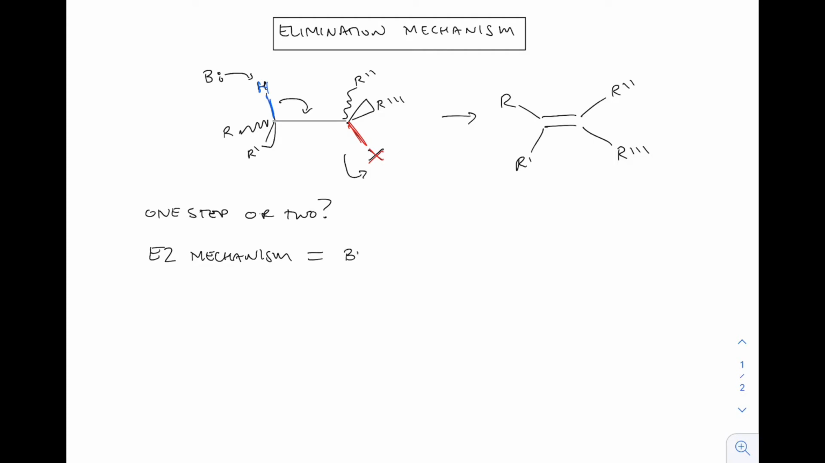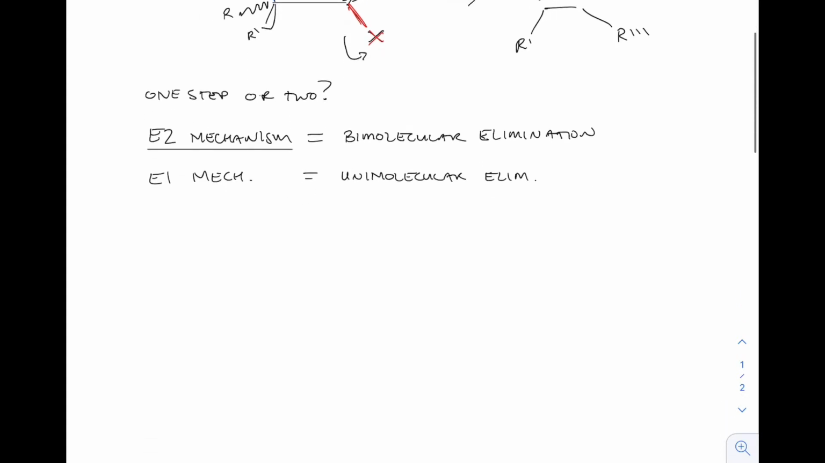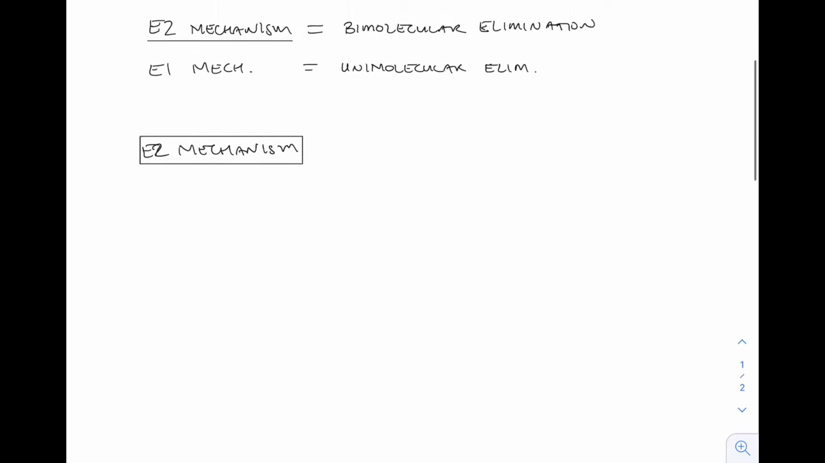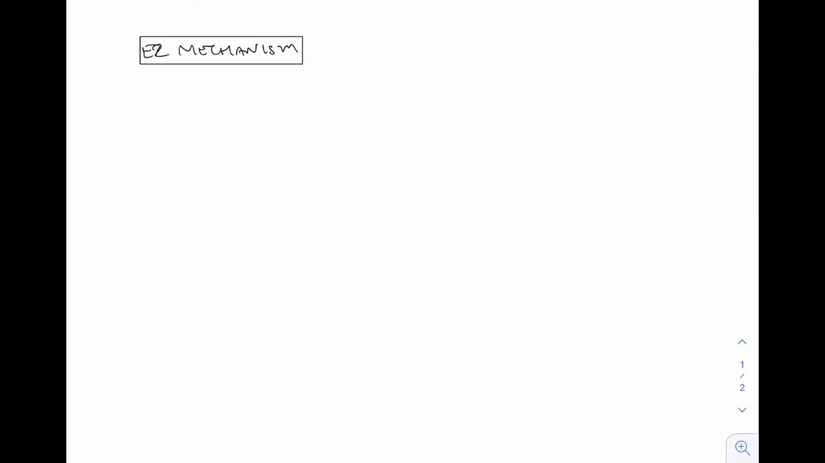So an E2 mechanism, which is what we're going to be talking about in this video, is a bimolecular elimination, and then there's an E1 mechanism, which is a unimolecular elimination. So bimolecular elimination means there's two species involved in the transition state or the rate determining step, however you want to look at it. And so let's take a look at the criteria for E2 mechanism.